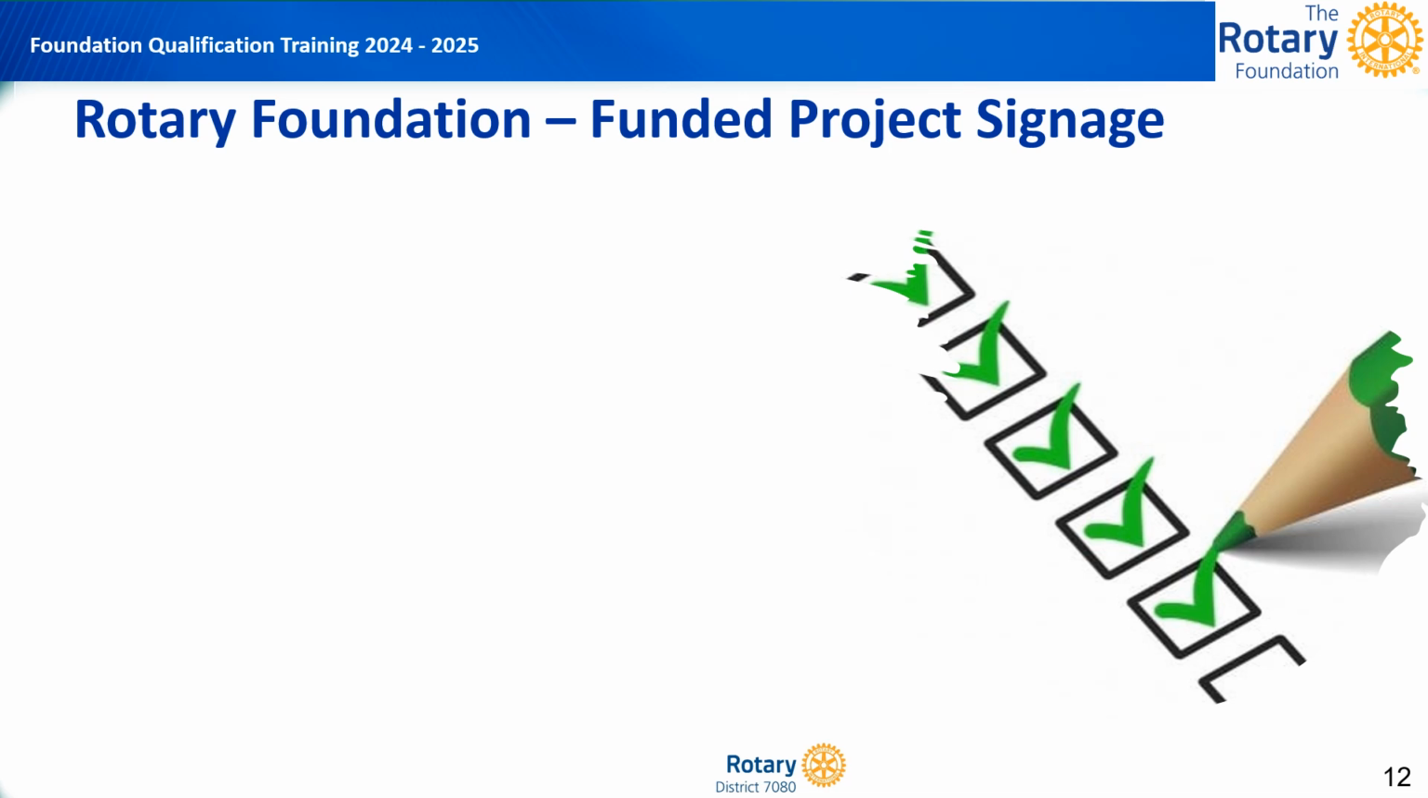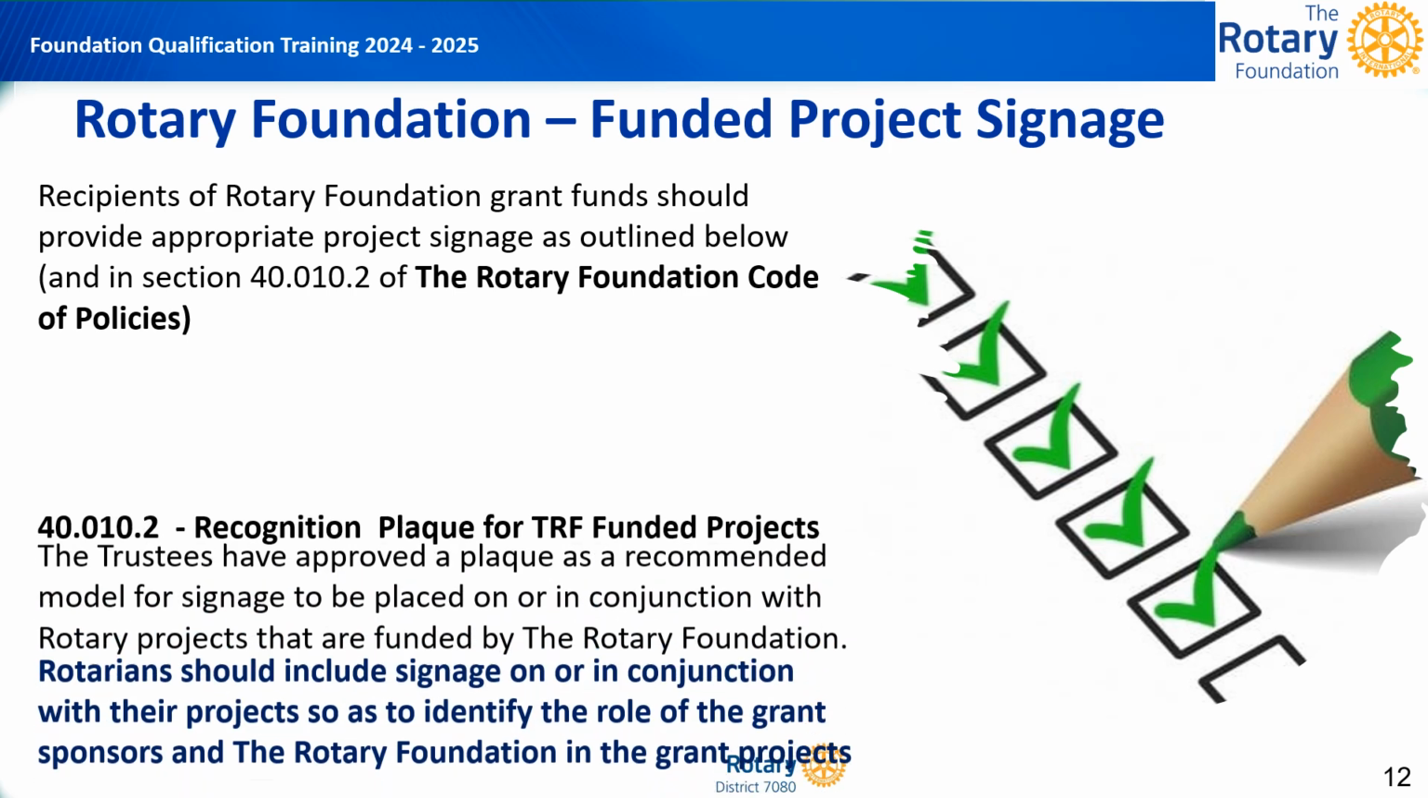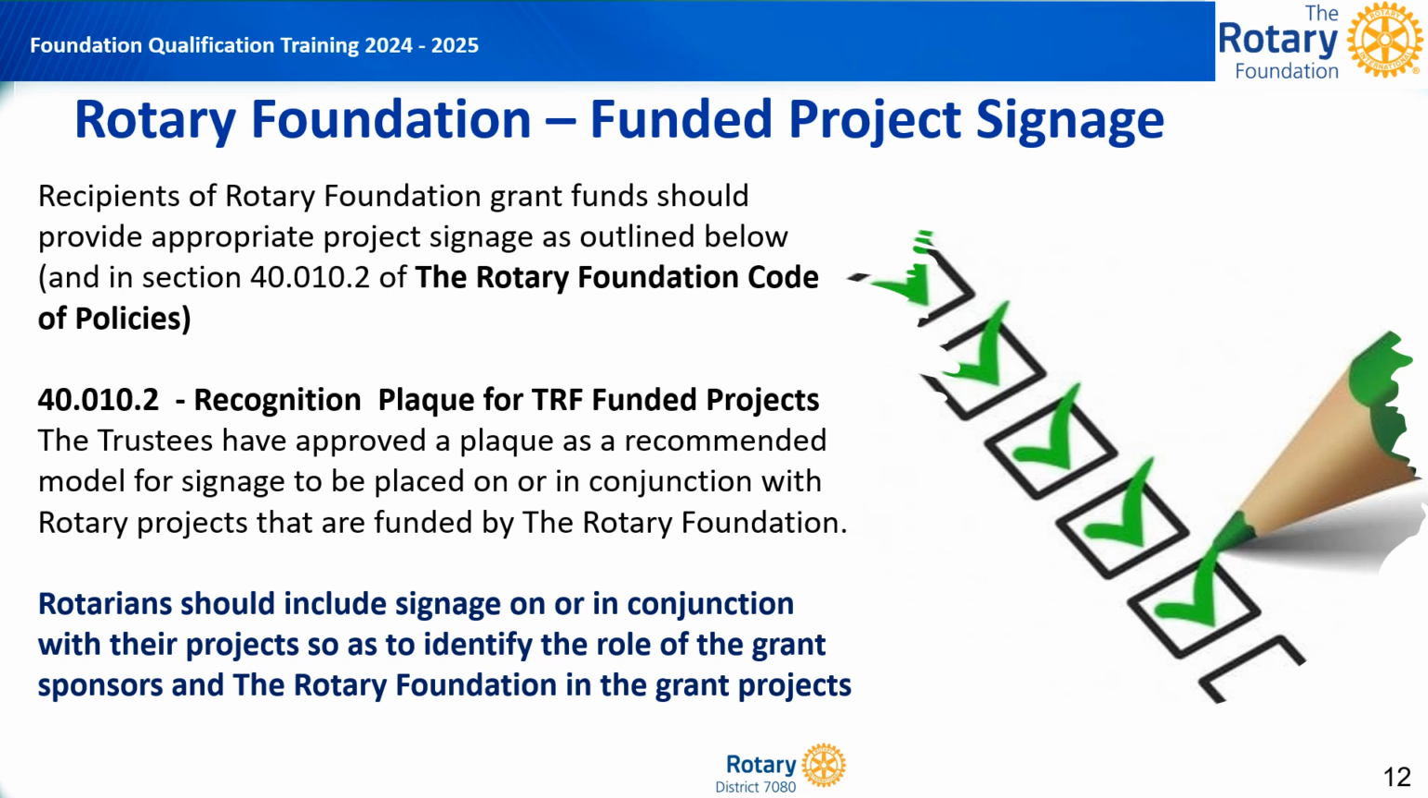Regarding Rotary recognition and signage, again, the Rotary Foundation Code of Policies is clear that Rotary Foundation projects should provide appropriate signage. Rotarians should include signage on or in conjunction with their projects so as to identify the role of grant sponsors and the Rotary Foundation in the grant projects. This is also included in the terms and conditions for global grant document. A budget for project signage up to $1,000 US can be included in your grant application. Rotary recognition is important. It lets our community members know what Rotary members do to make the world a better and more peaceful place. It's time to stop Rotary being the best kept secret in town.